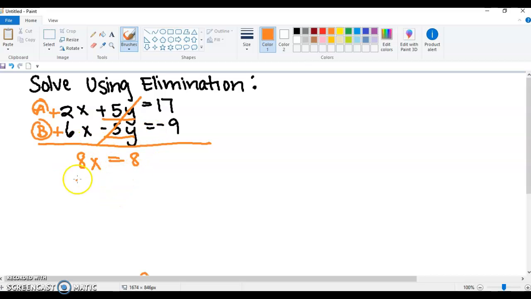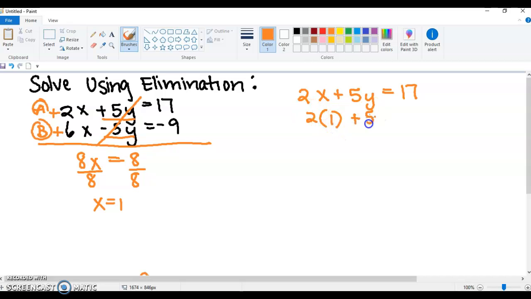So now all I need to do is solve for x. So I'm going to divide both sides by 8. Therefore, x equals 1. Now that I know what x is, all I need to do is plug this into either one of the equations to solve for y. I'm just going to use equation A, so 2x plus 5y equals 17. So 2 times 1 plus 5y equals 17. So 2 plus 5y equals 17.